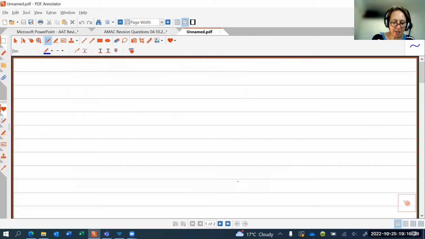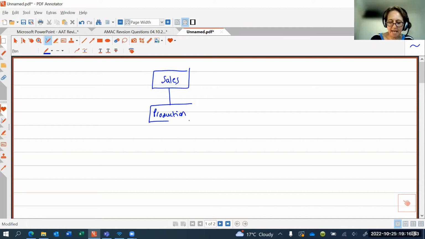Because with any budget preparation, it's about getting things done in the right order. And ordinarily, our limiting factor or our principal budget factor is generally sales. Why can't we produce more units? Well, we could, but there's no point because we can't sell more. So sales are usually the principal budget factor, and they then determine how many units we're going to produce. And production is absolutely key.